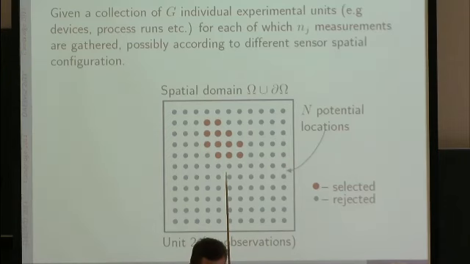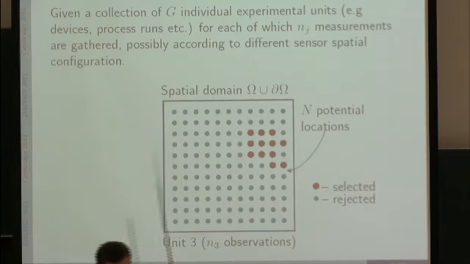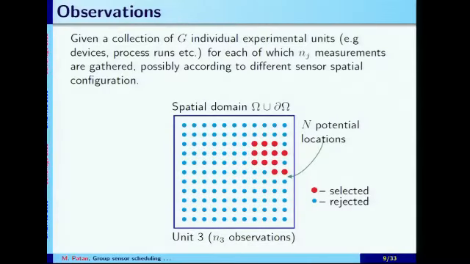So from device to device, we can change the locations of measurements, and I believe that this factor should provide some increase in the quality of parameter estimates.